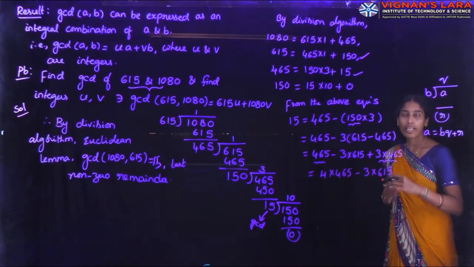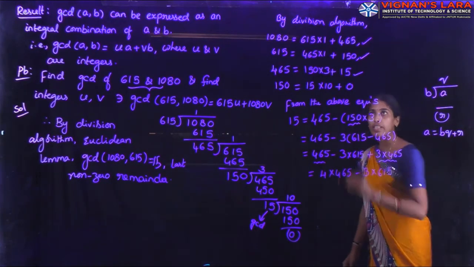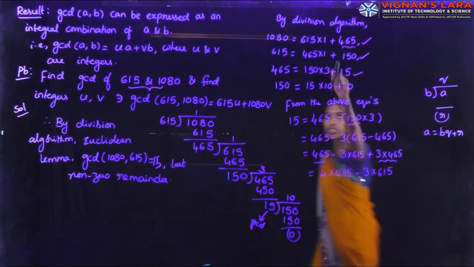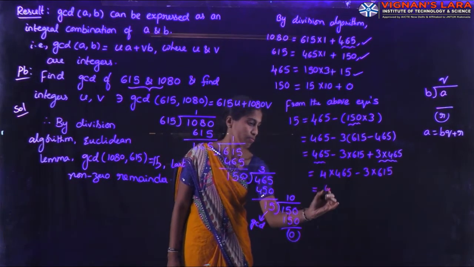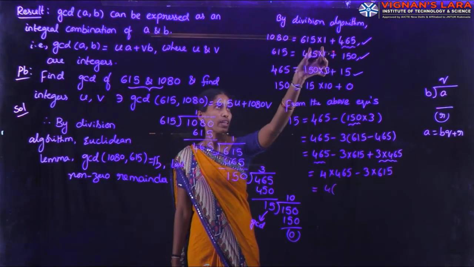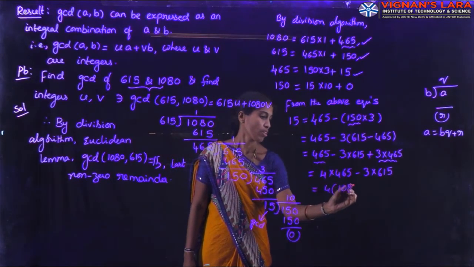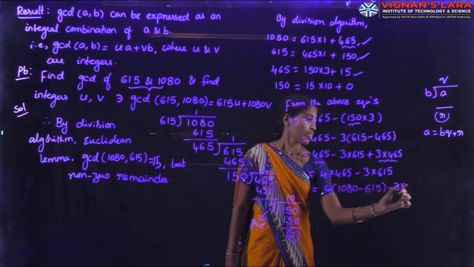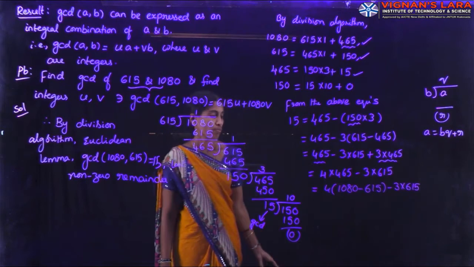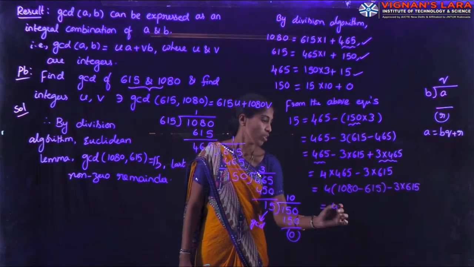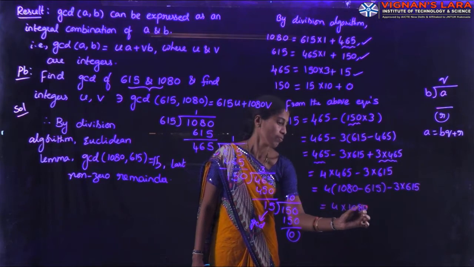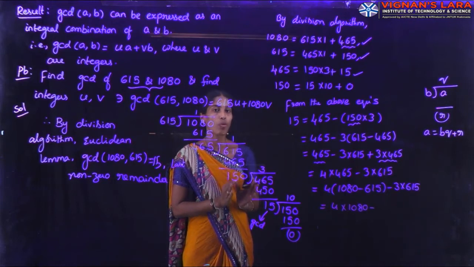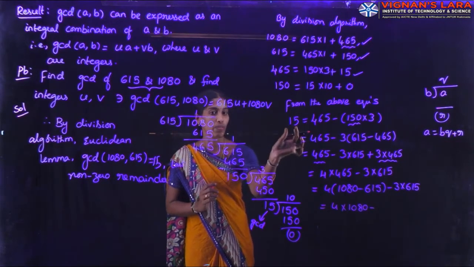Once again go back to this equation. In this equation the remainder is 465. That 465 can be expressed as, taking this term to the other side, 1080 minus 615, so 4 into (1080 minus 615). Don't multiply these two values and don't write the resultant value. If we write like that, again you will get this 15.